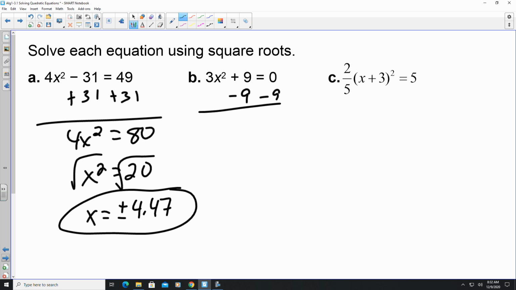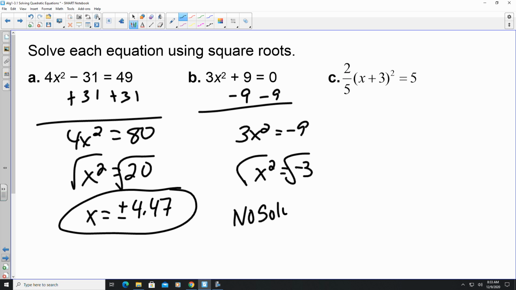So here if I subtracted 9 to both sides, now I got 3x squared is equal to -9. X squared is equal to, divide that by 3, it would be -3 if I take the square root here. Now, I can't take the square root of a negative number. If you type that in, you'd get some kind of error code on your calculator. This is a situation where it's no solution.